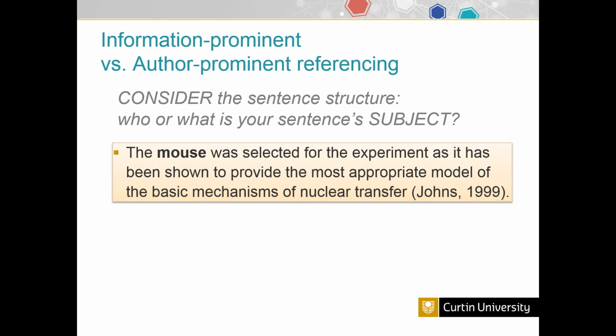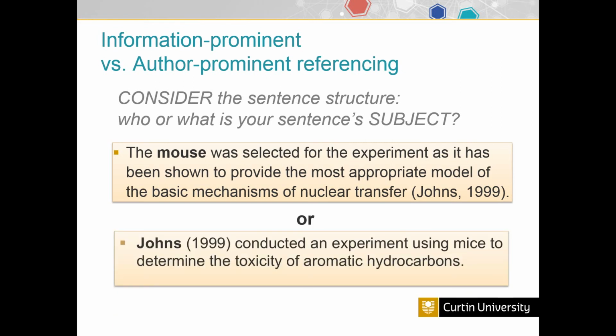In this example, the example from the previous slide, the subject of the sentence is the mouse. This is an example of information prominent referencing. The author considers that the information that's being provided, that the mouse was selected because it was shown to be the most appropriate model, is the most important thing they need to convey to the reader.